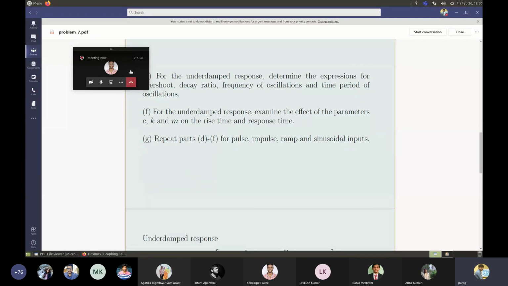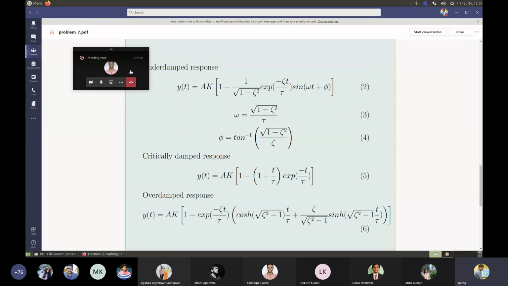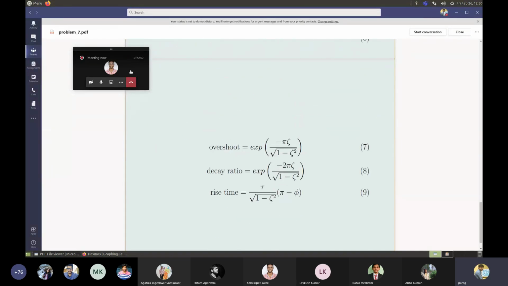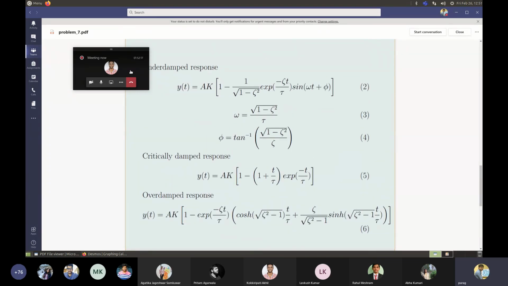Now, some expressions which you have already derived during your undergrad, I have given as ready-made. So all that is expected from you is that you analyze this properly. I assume that you already know how to derive these expressions. So the expressions I've given to you, you already know what is the meaning of rise time, what is the meaning of decay ratio, what is the meaning of overshoot, and all of these parameters. So you are already given this.